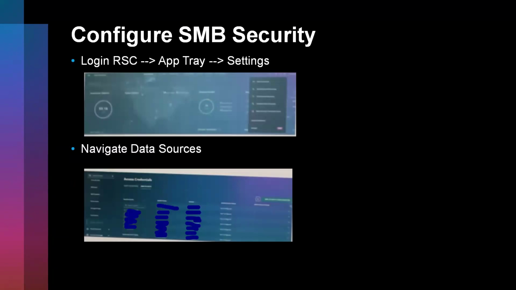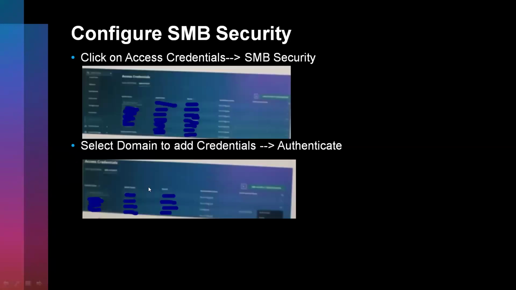To configure SMB security, log into RSC and navigate to the app tray settings. Once we click on settings, we can see data sources, and we can search for data sources. Once we search, we can see access credentials. Click on access credentials here, and we can see SMB security.